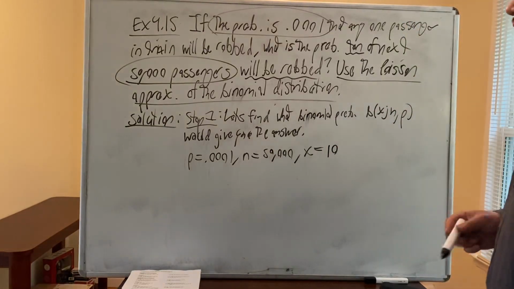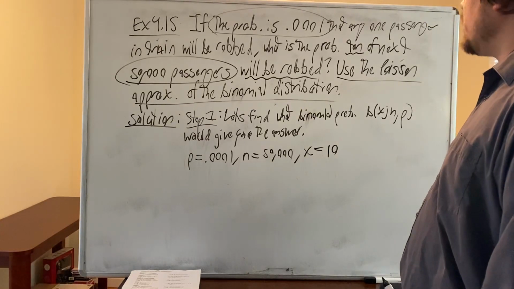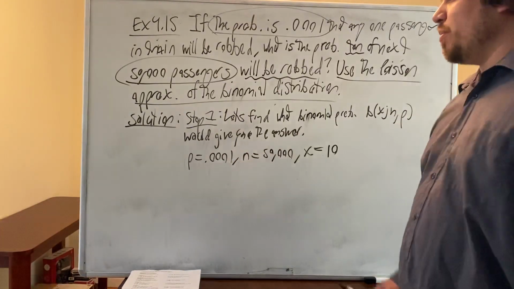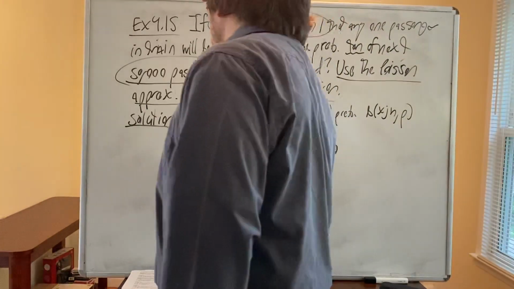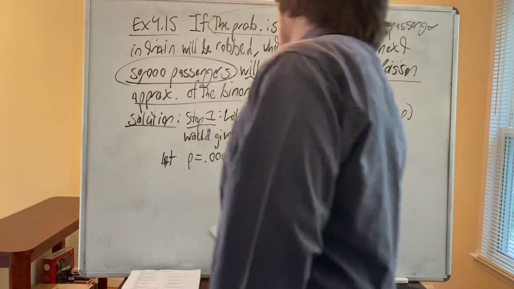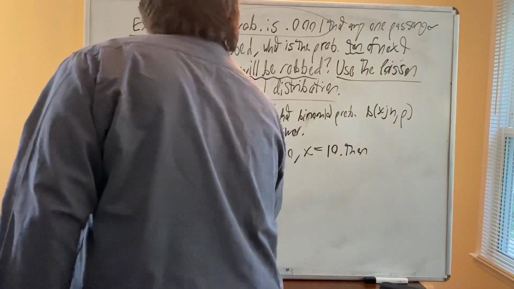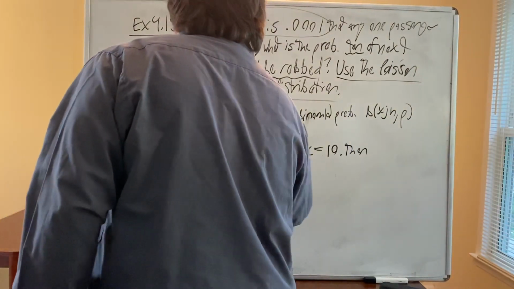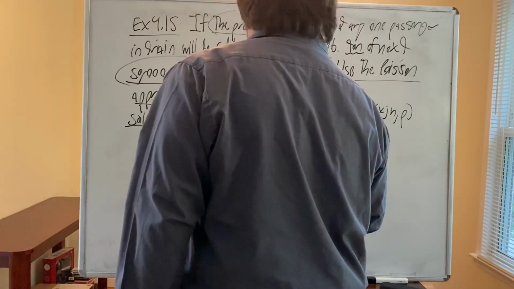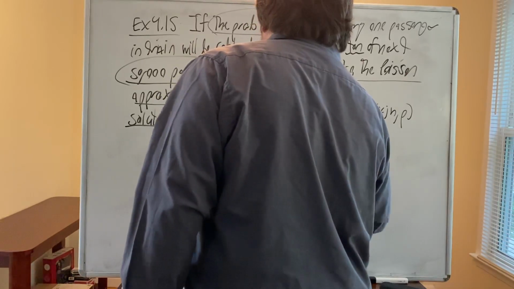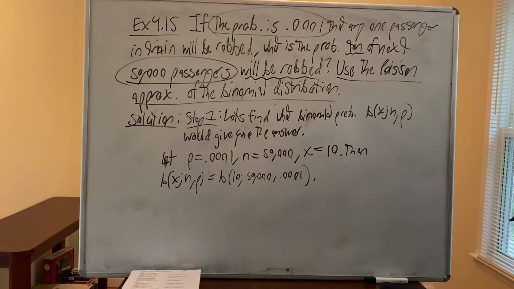Okay, so there's 50,000 passengers. We want 10 people to be robbed, and the probability that any one passenger will be robbed is 0.0001. So let little p be that, and let x be 10. Then the binomial probability that describes this is b of 10, 50,000, and 0.0001.